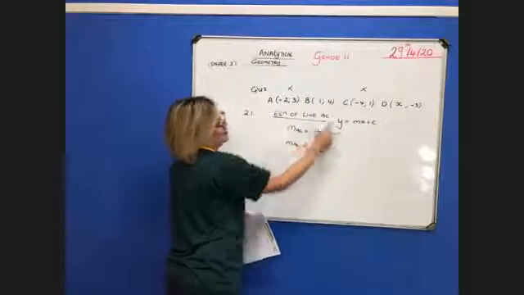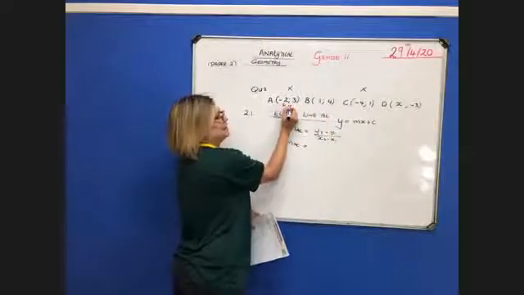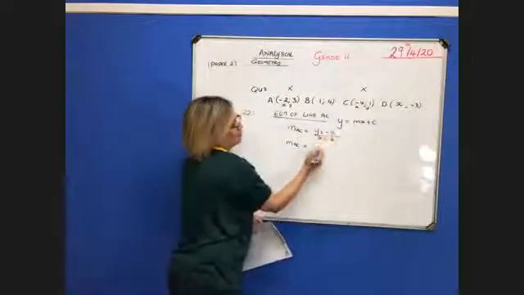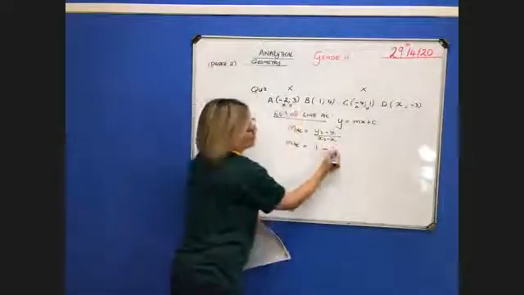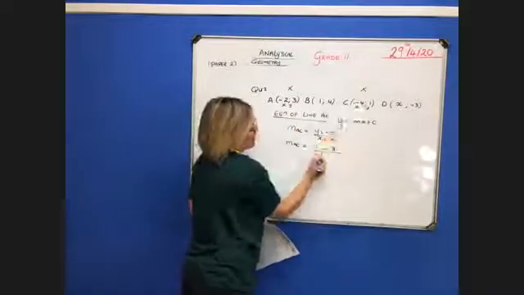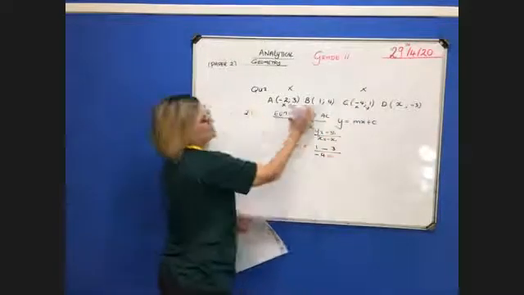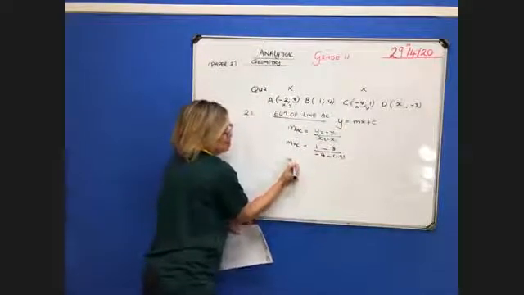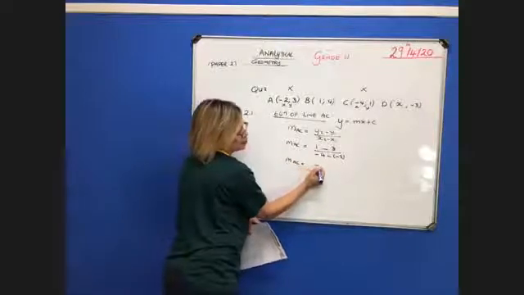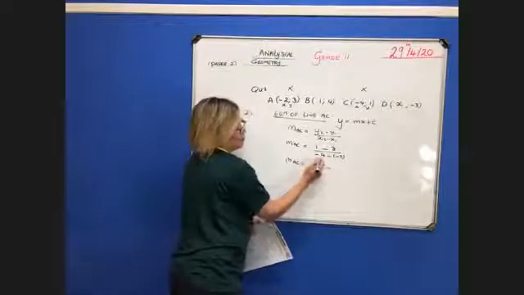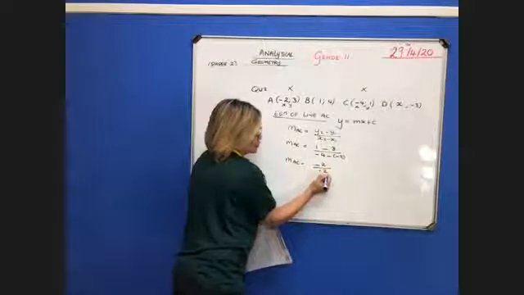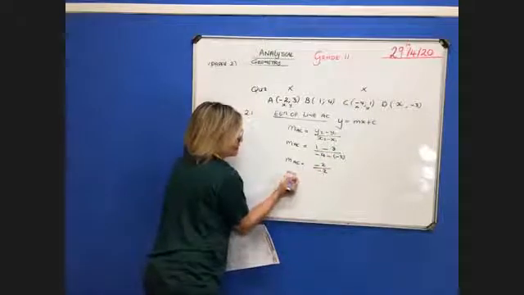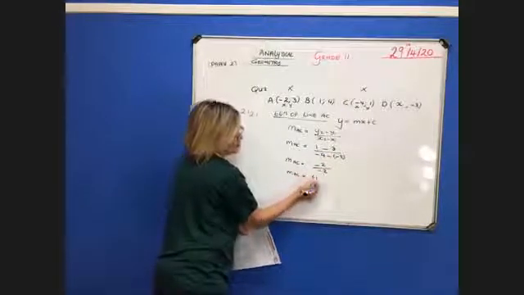Okay, so the gradient of AC, if you're clumsy, careless like me, just always go x, y, and you won't go wrong. So I'm going to start with the y of the one coordinate minus the y of the other, divided by the x of the starting one minus the x. And again, be careful when you're minusing a minus. So the gradient of the line AC equals 1 minus 3, which is -2, over -4 plus 2, which is -2, because that becomes a plus 2.